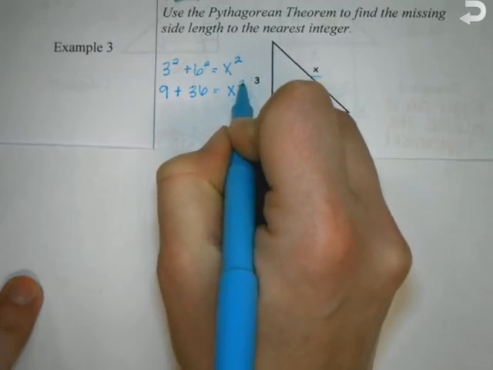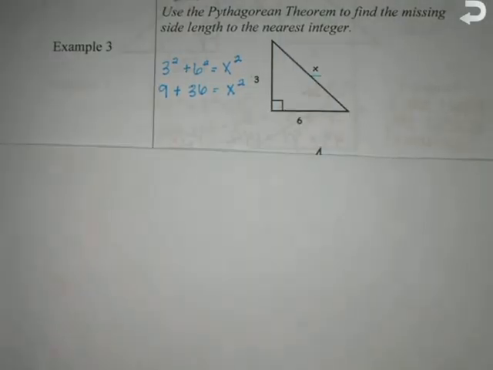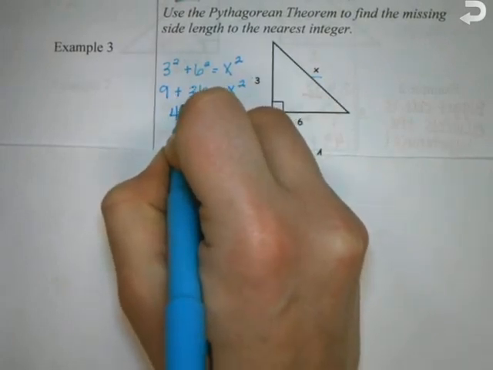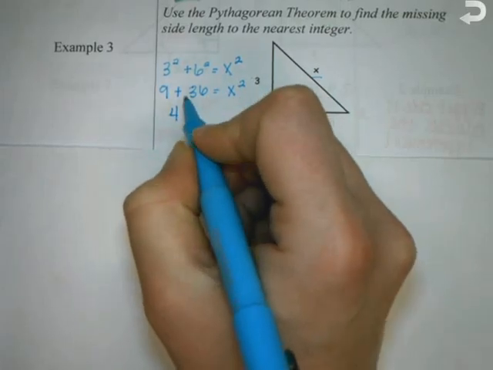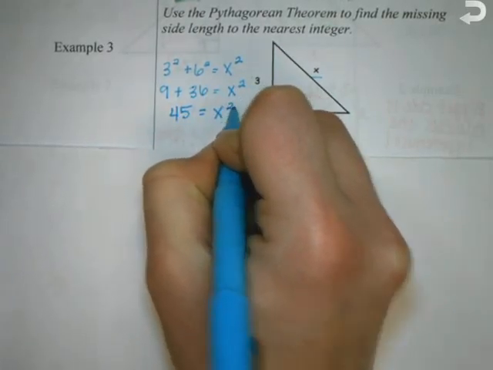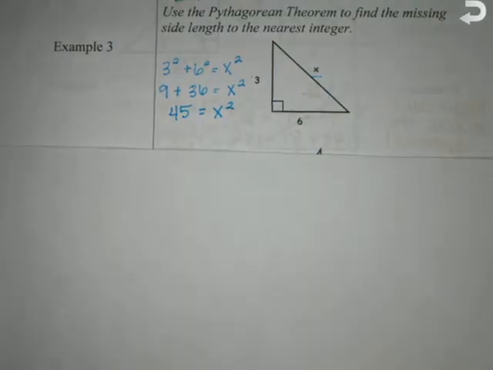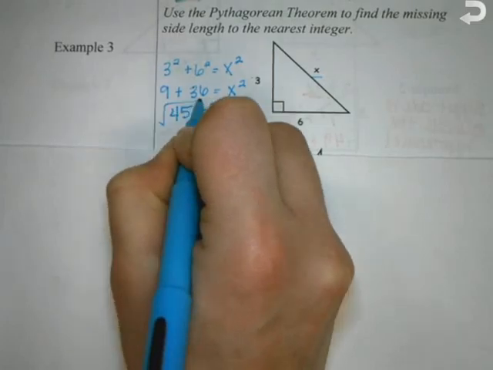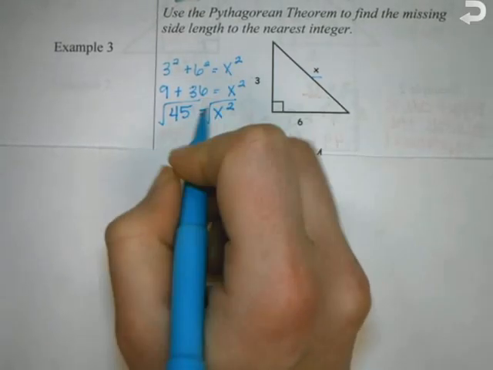Now what do I do? Add them. 9 plus 36 gives me 45 equals x squared. Okay, and then last step? Square root. Good. Square root of x squared is x equals square root of 45.